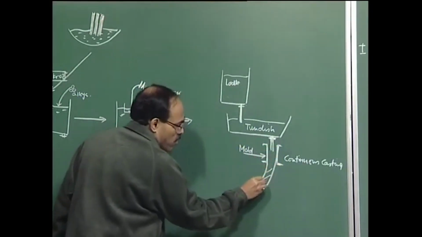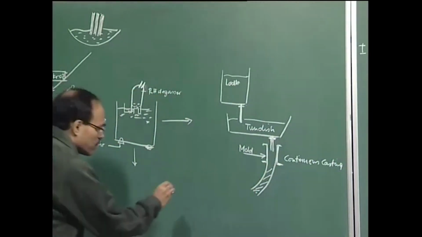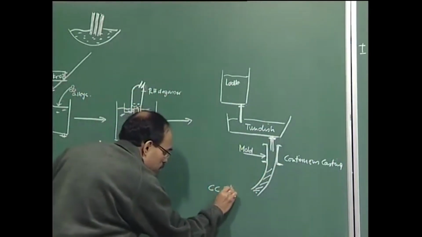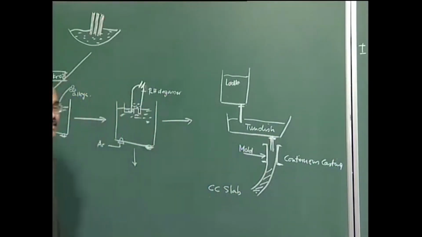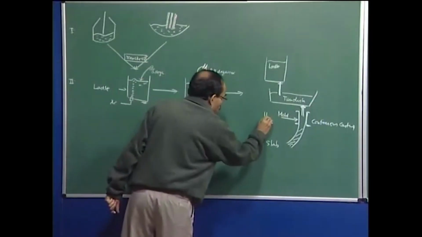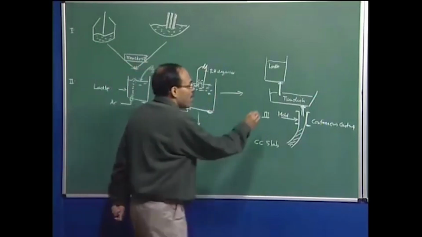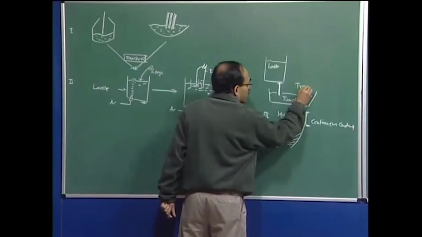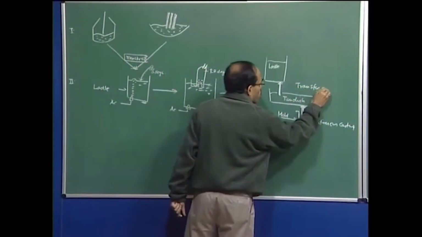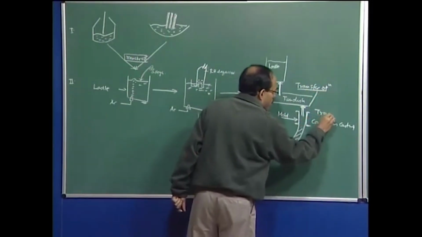And this is the slab which has been produced, the continuously cast slab. And subsequent to this, this is the third stage, which is the continuous casting. And again you see between the second and the third stage, what we have? We have transfer operations.